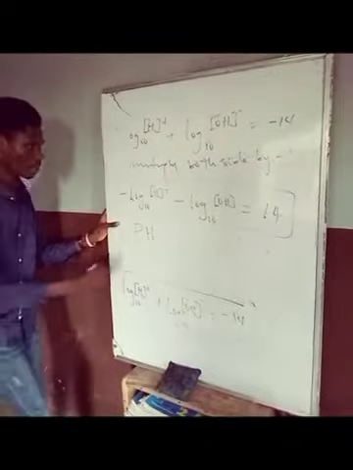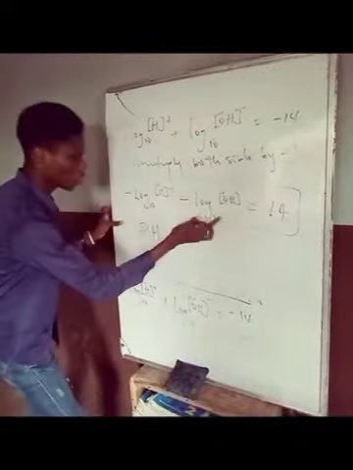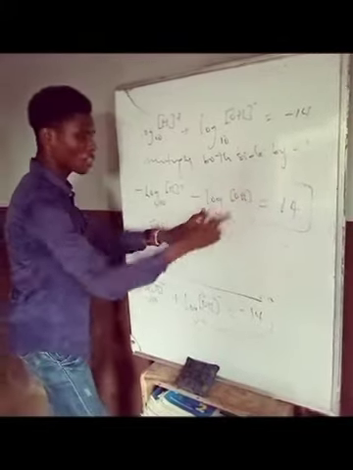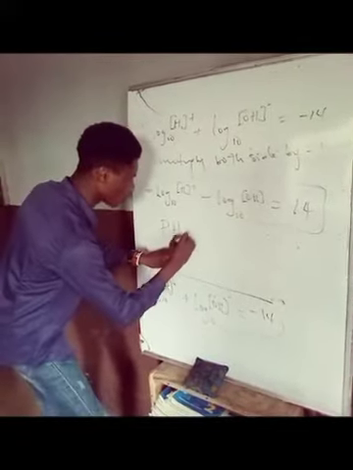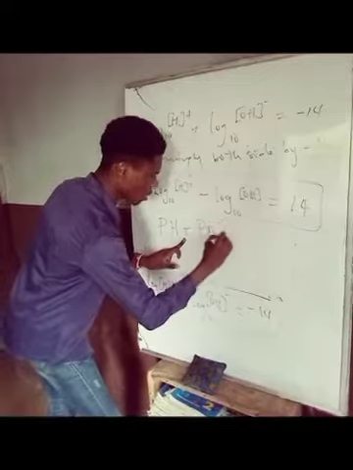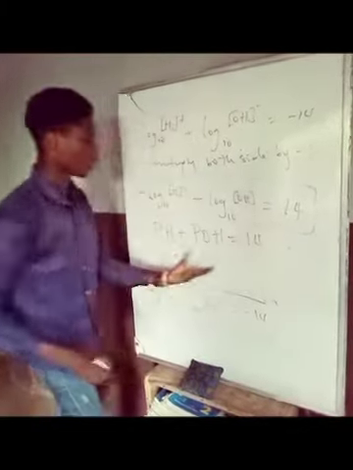I hope you're getting my point now. Minus log 10 of hydroxyl ion means pOH. So we put pH plus pOH equal to 14. So this is another new formula that we've got.